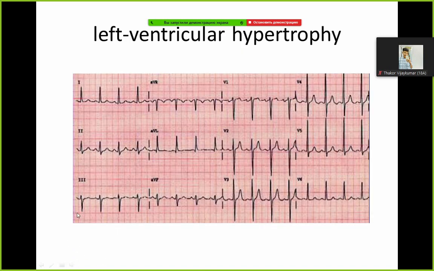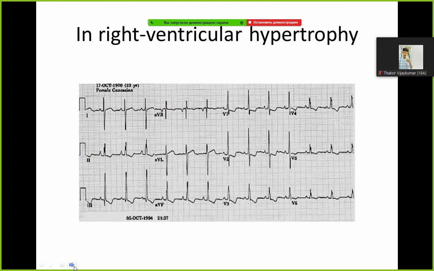So this is an example of left ventricle hypertrophy. Example of right ventricle hypertrophy.